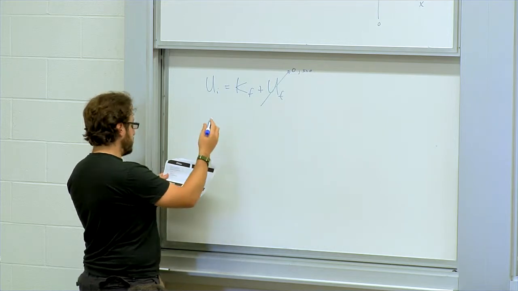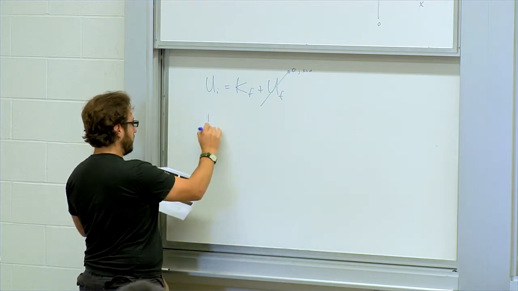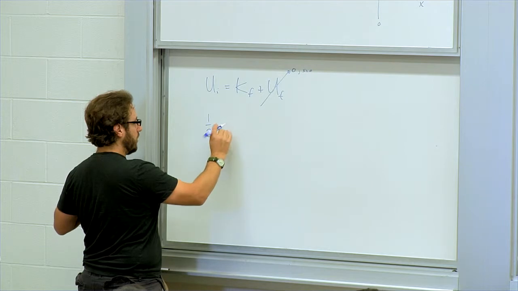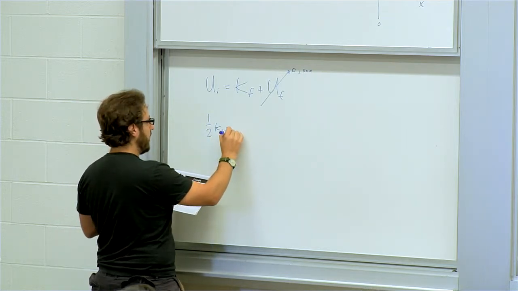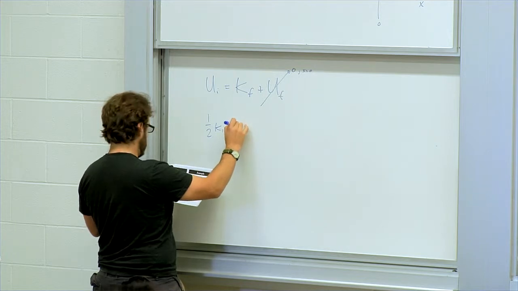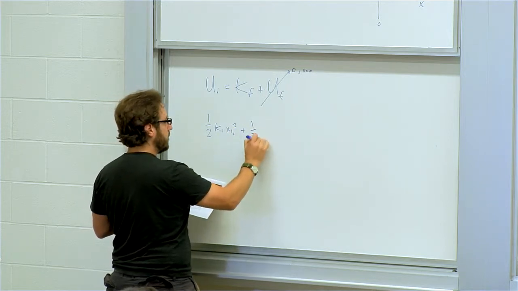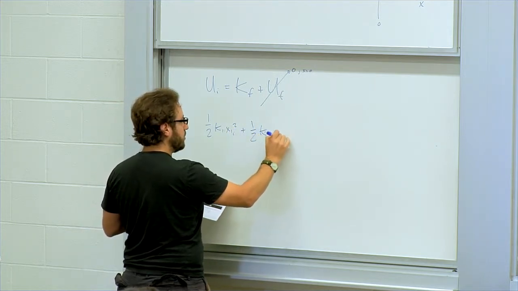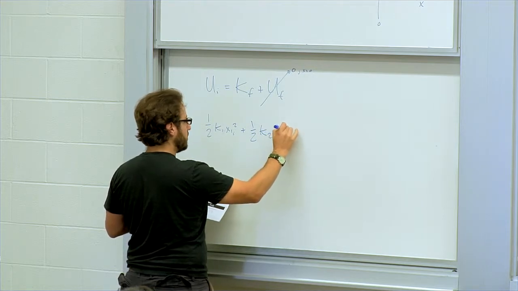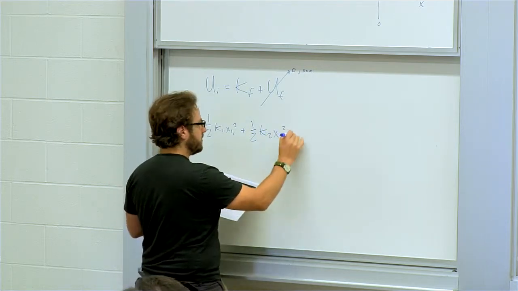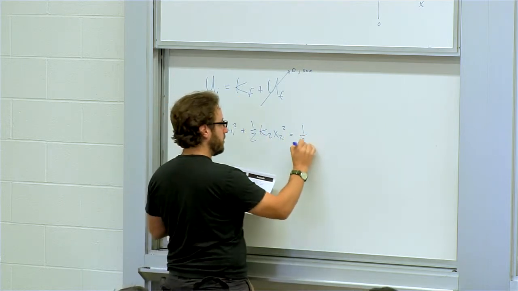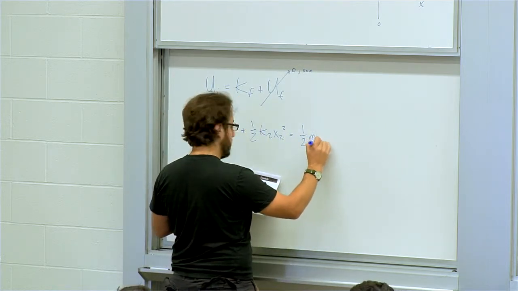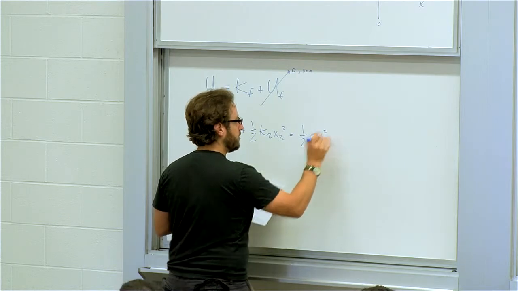So what is the potential energy in the initial state? Well, it's 1/2 k1 x1 initial squared plus 1/2 k2 x2 initial squared equals the kinetic energy, 1/2 m v final squared.